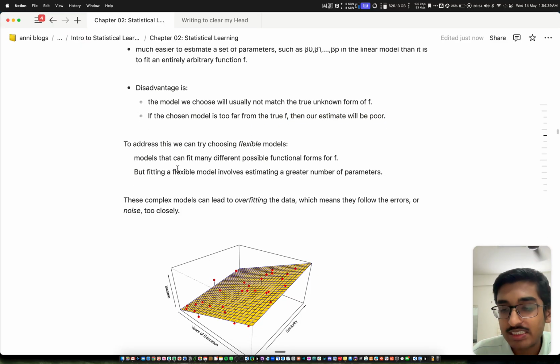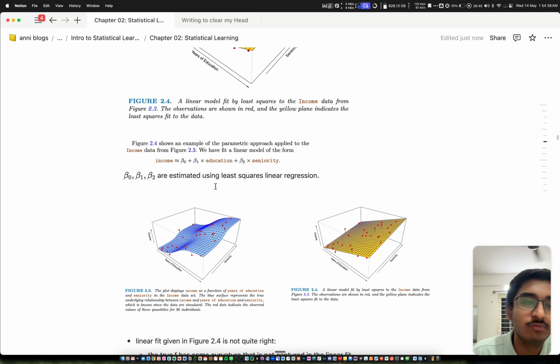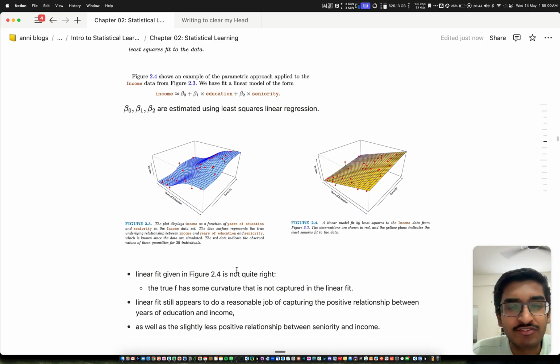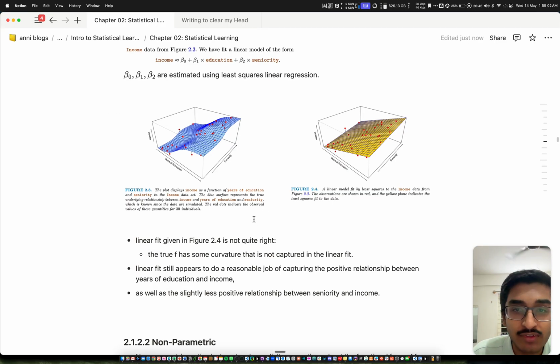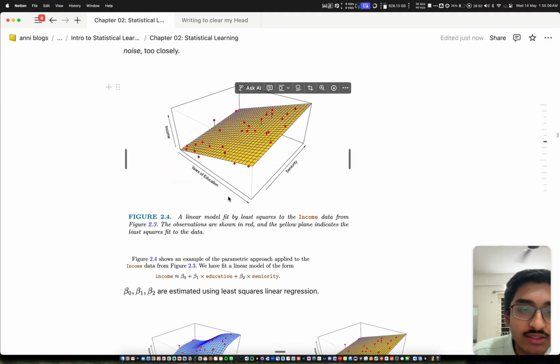And to address this, we can use flexible models. That is, they don't restrict themselves to linear equations. They have multiple functional forms, but that means they'll have greater parameters as well. But the problem is that they might lead to overfitting the data. So they might follow the noise, which we'll come to in greater depth, probably around the 26th minute and probably the 40th minute maybe. We'll come to that.